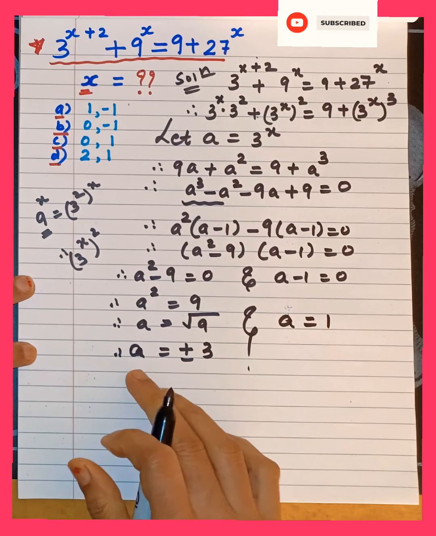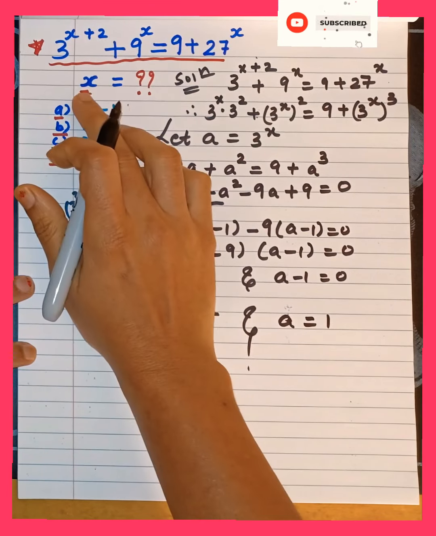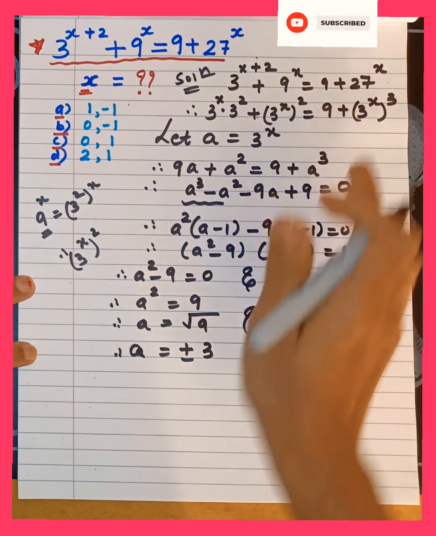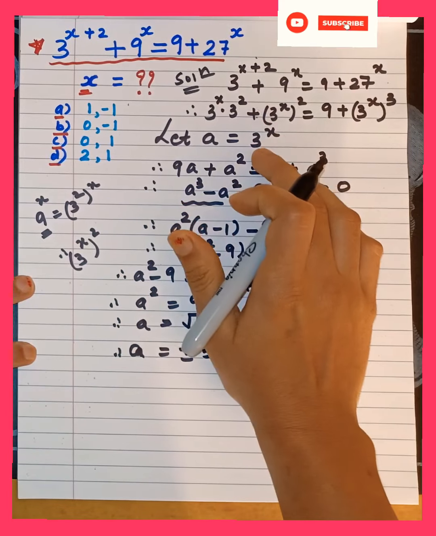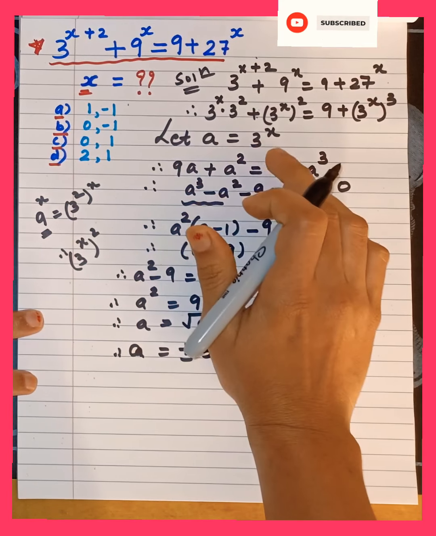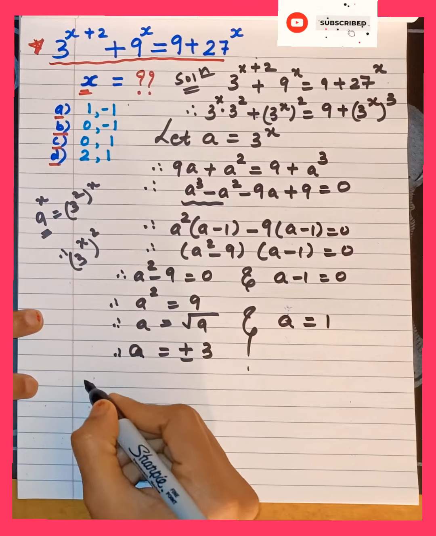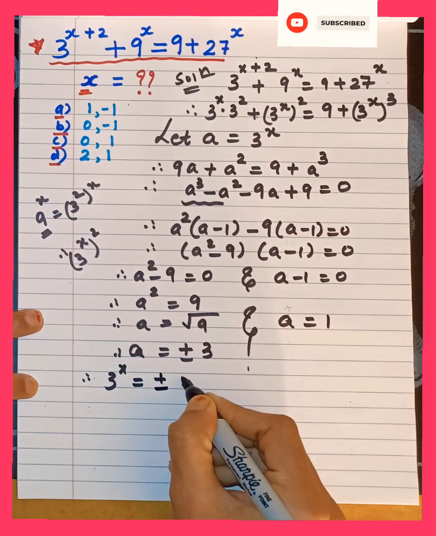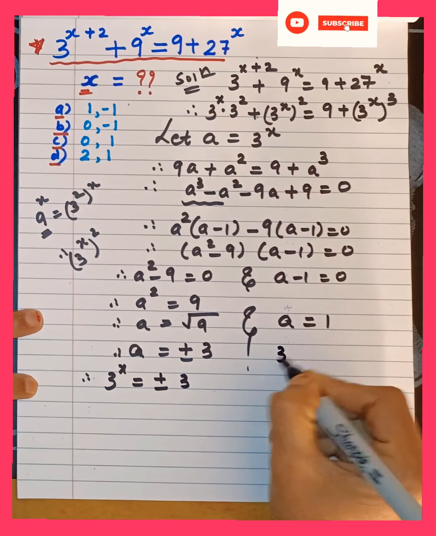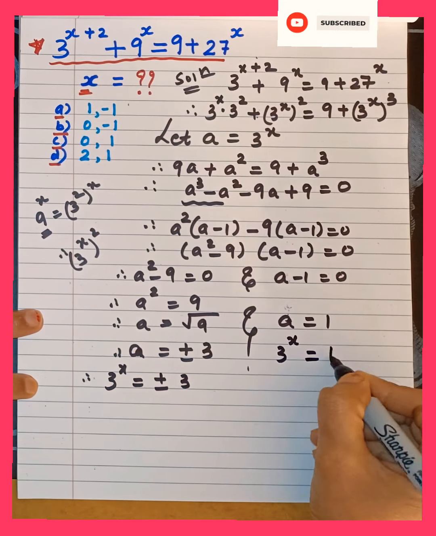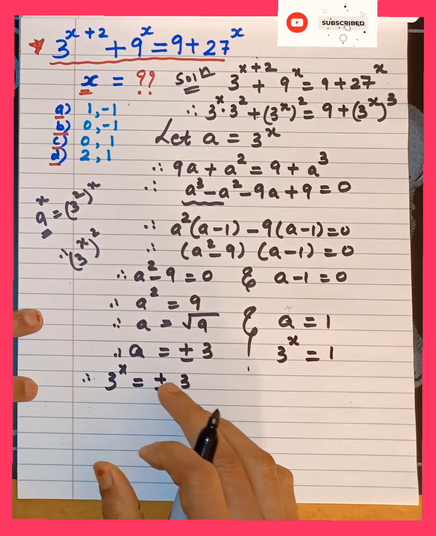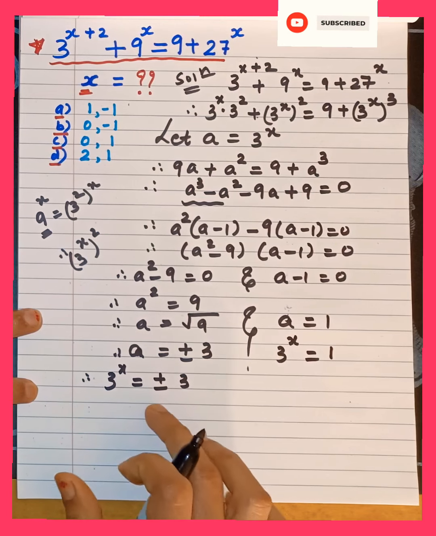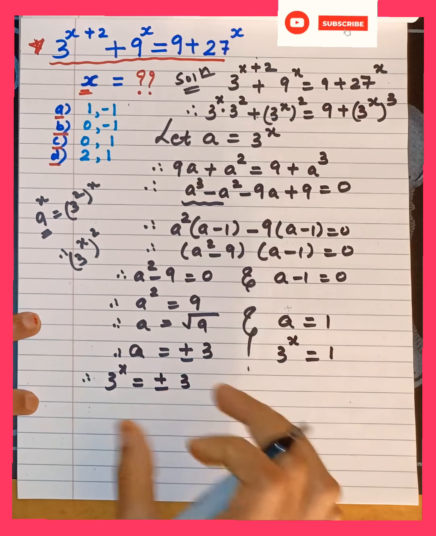Now we got a, but we want to find x. So what was a? a was 3 raised to x. So again we are substituting the original value of a. In place of a, I'll keep 3 raised to x. So here I will get 3 raised to x equals plus or minus 3, and here I will get 3 raised to x is equal to 1. Now here again plus or minus 3, so in all I'll get two equations here and one equation here, so total three equations.